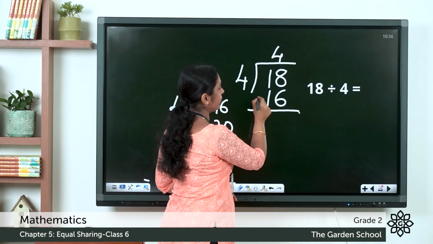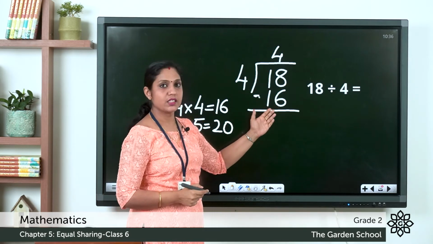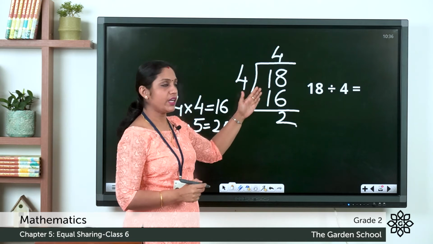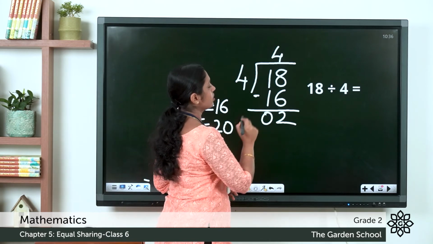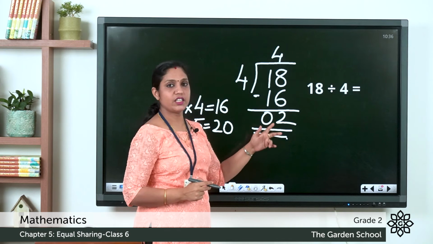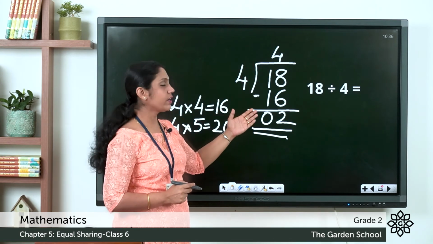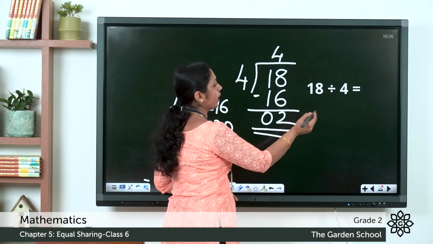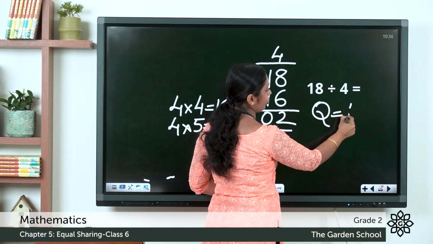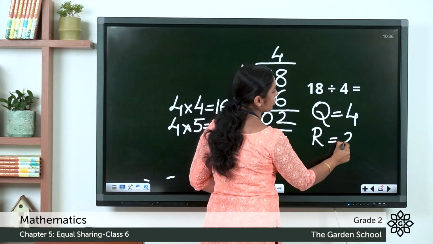And then subtract. First, from the ones place, 8 minus 6 is equal to 2. And 1 minus 1 is equal to 0. So 18 divided by 4, the quotient is 4, remainder is 2. So you should write 18 divided by 4, quotient, that is Q is equal to 4, remainder R is equal to 2.